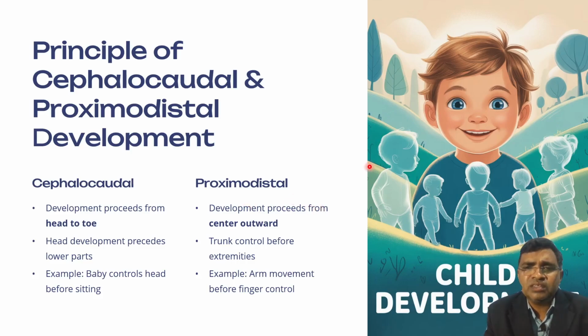Okay, proximodistal means the development proceeds from the center outward. So if the trunk is developed, then other parts develop. That is the proximodistal development. That is the trunk control before the extremities. Example, arm movement before finger control. Here the arms develop first, then they can move the fingers later. So here you can check the principles of cephalocaudal and proximodistal development. One is cephalocaudal and the other proximodistal development. If you want, you can take a screenshot of this.